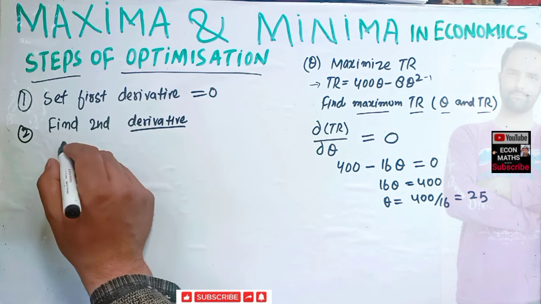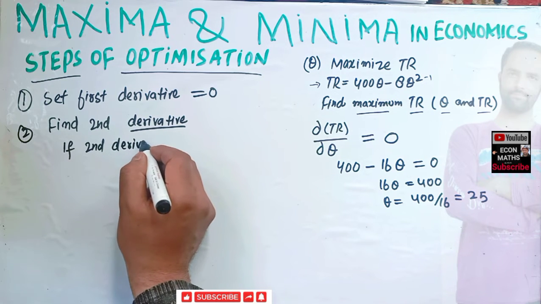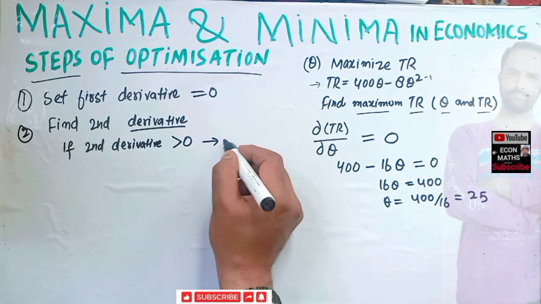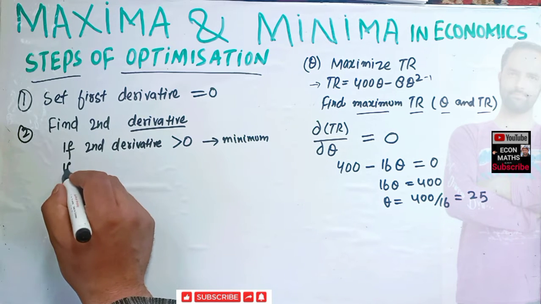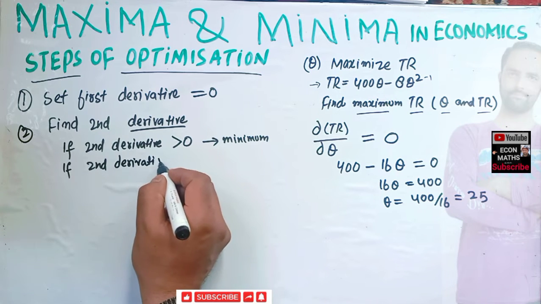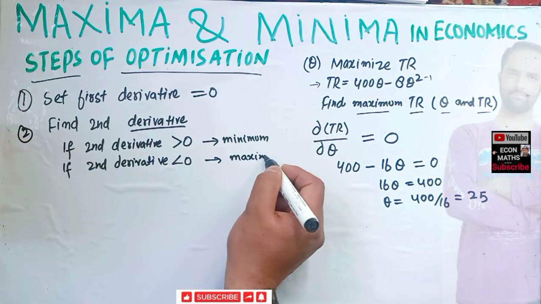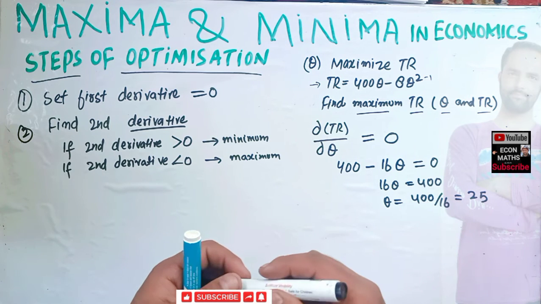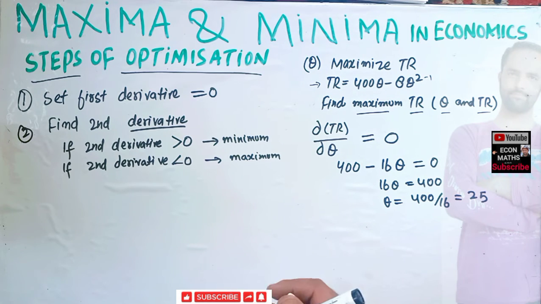If second derivative is greater than 0, then we have minimum. If second derivative is less than 0, then we have the maximum. Actually I have explained this whole step, maxima or minima, in my earlier video series on the differentiation. There you can also find this, so I'm just giving a gist here.